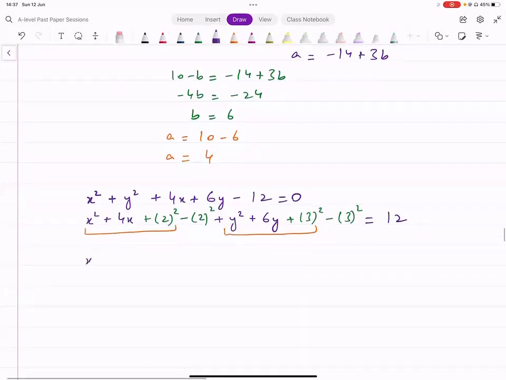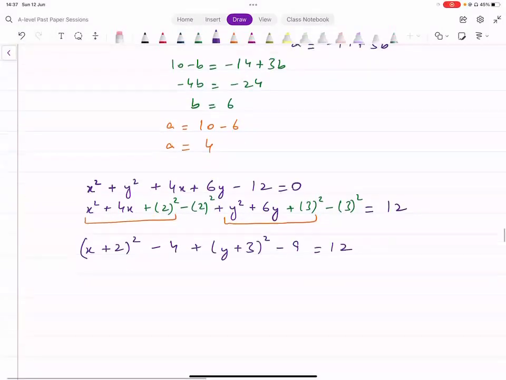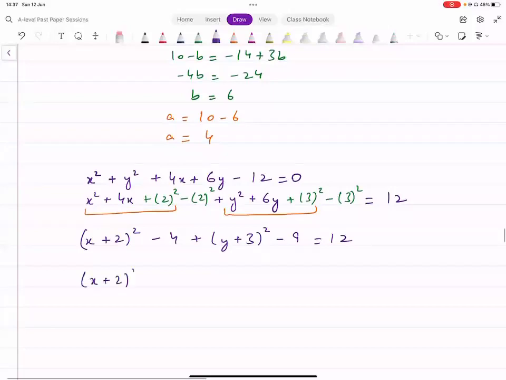Let's see what that gives us. That's x plus 2 whole squared minus 4. That's this one outside. And we have y plus 3 whole squared minus 9 equals 12. You can take the constants to the other side: x plus 2 whole squared plus y plus 3 whole squared equals 12 plus 9 plus 4. That's going to be 25.